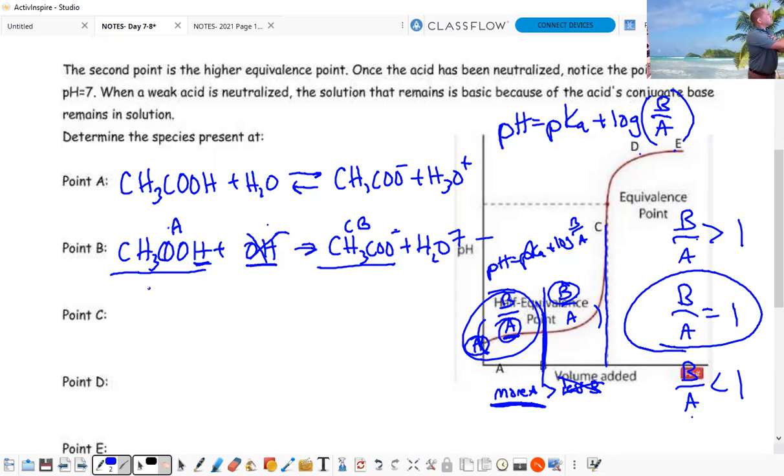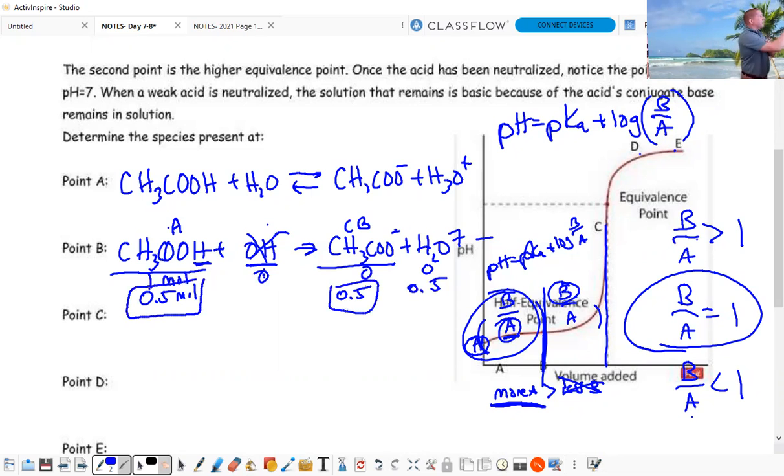Think of it this way. If I start with 1 mole, I don't have any of this or any of this, and I start adding base, eventually I'm going to get to the point where there's 0.5 moles left over. So if I add 0.5 moles of OH, it reacts with the 0.5 moles of the CH3COO. It's a 1-to-1 ratio, and there's 0.5 left over, excess reactant. There's none of this left because it's the limiter. But that means we made 0.5 moles of this and 0.5 moles of this. So if you notice, we have the same number of moles of acid and its conjugate base. So that would be where the base over the acid equals 1.